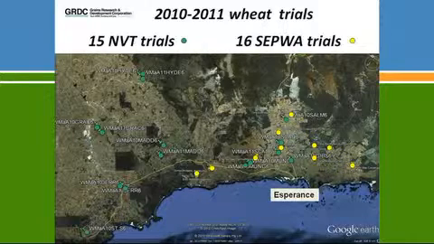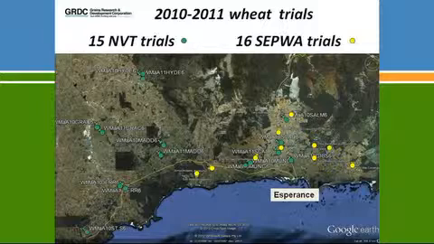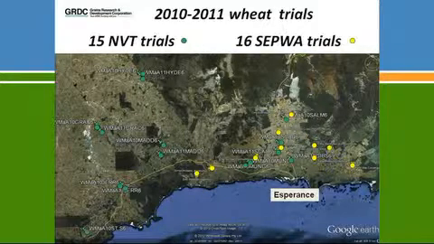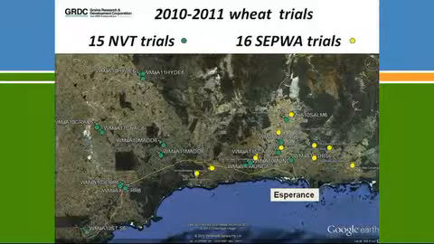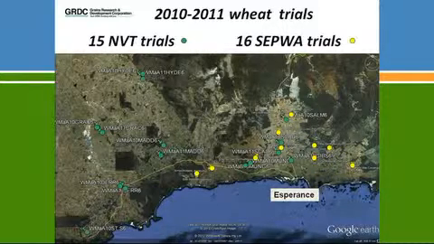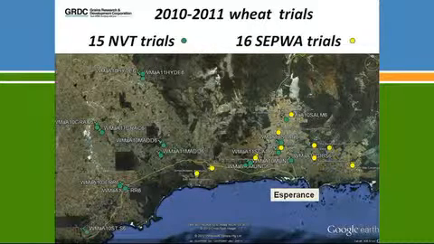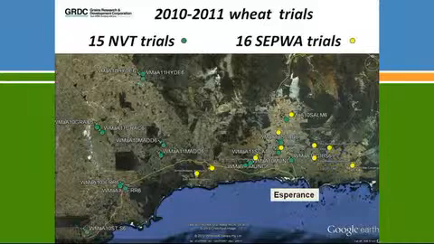2010-2011 wheat trials from the southeast wheat growing area in Western Australia, centred around Esperance. The yellow dots are trials grown by this SEPWA group, the Southeast Premium Wheat Growers Association. They're my large plot trials. I'll show you what they look like in a minute. There's 16 of those, and the green dots are the NVT trials, so national variety testing.